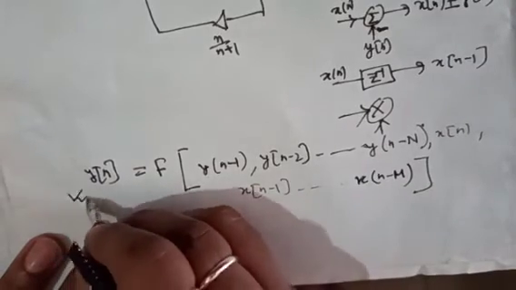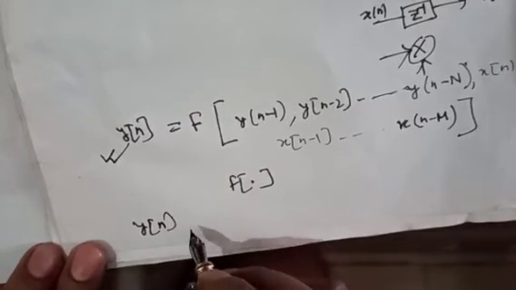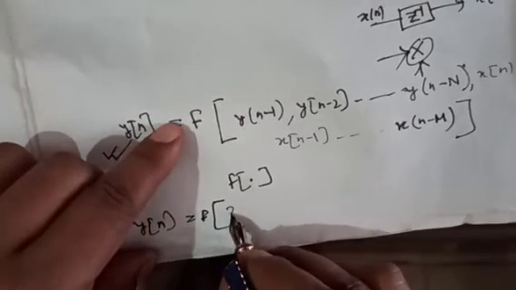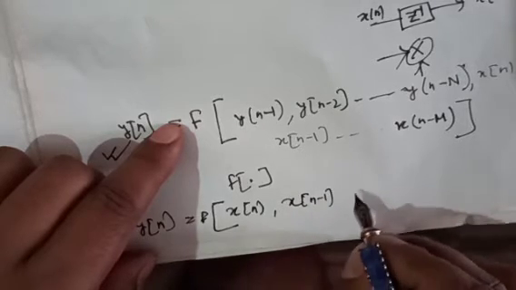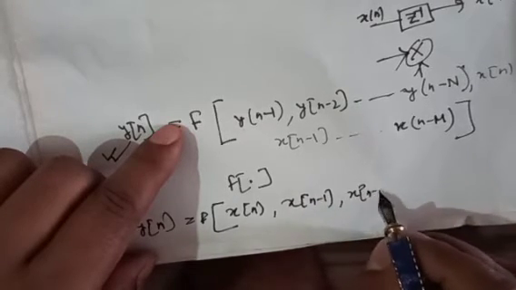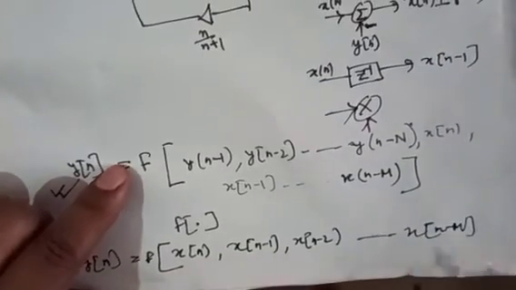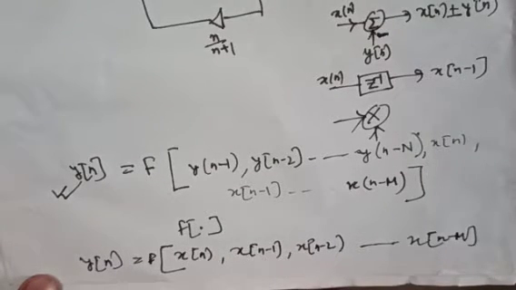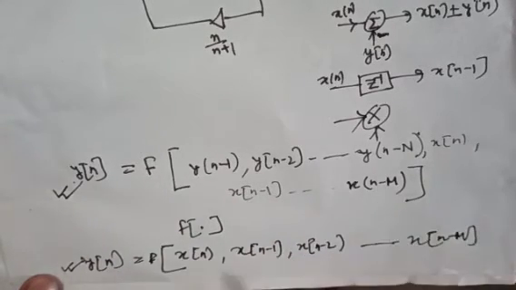So this is your recursive system. Similarly, for the non-recursive system, y of n is a function of the present and past inputs, x of n, x of n minus 1, x of n minus 2, and so forth, x of n minus n. It does not depend on the past outputs. So this is recursive, this is non-recursive.